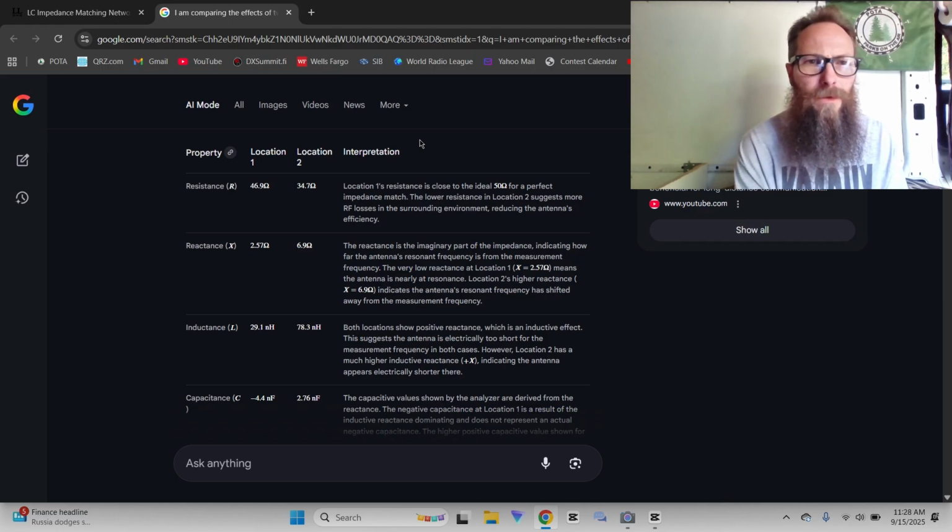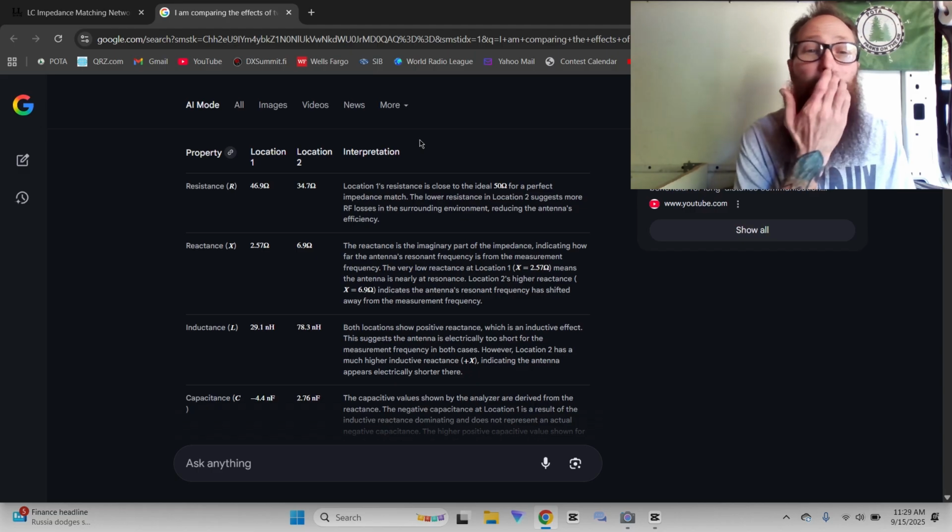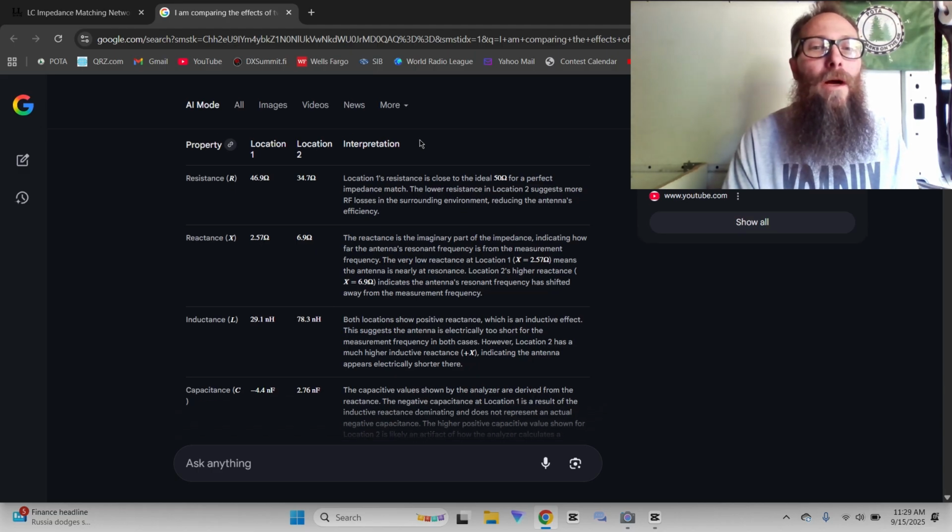So the resistance R value between the two, there's a difference. Location 1 resistance is close to ideal at 50 ohms for a perfect impedance match. The lower resistance in location 2 suggests more RF losses in the surrounding environment, reducing the antenna's efficiency. Okay, now what about reactance?